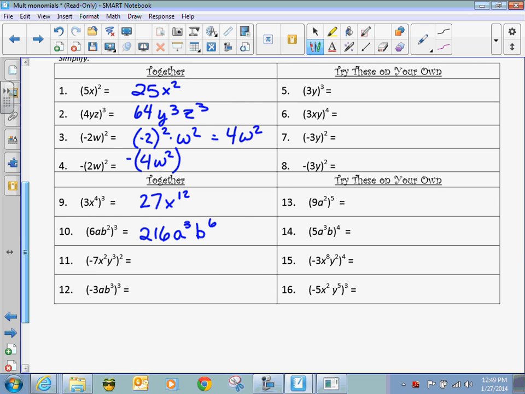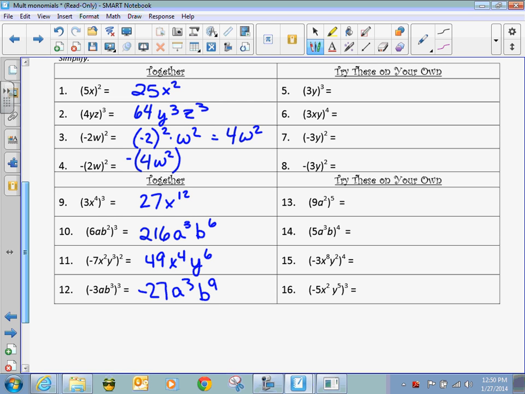Negative 7, x squared, y to the third, all that entire quantity squared. So negative 7 squared would be 49. Okay, x squared to the second power would be x to the fourth. Y to the third to the second power would be y to the sixth. And finally, we have negative 3ab to the third. So negative 3 to the third would give us a negative 27. A to the third, and multiply 3 times 3 for the b to the ninth.